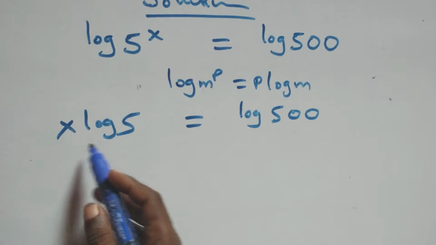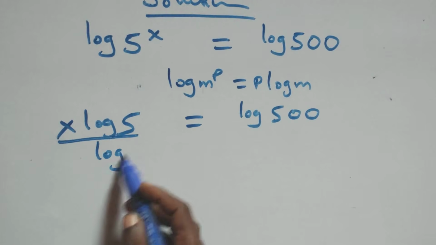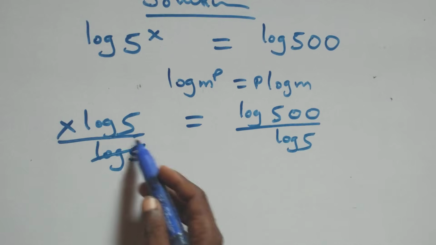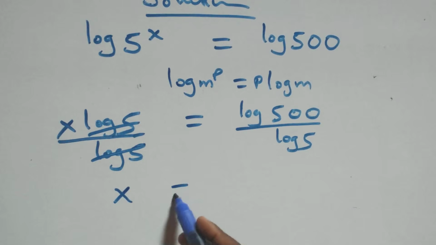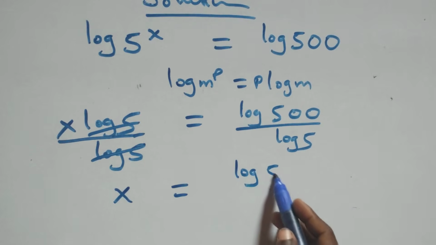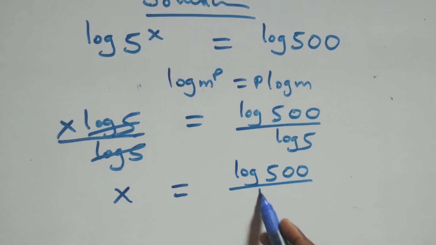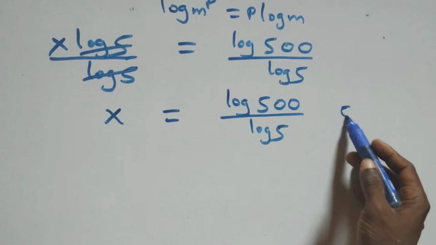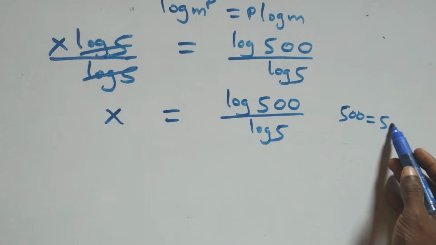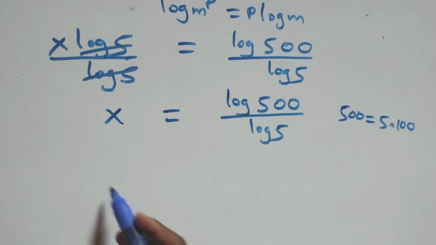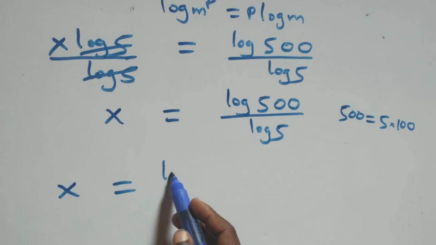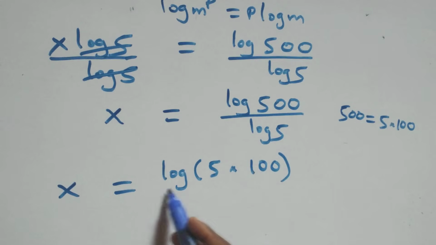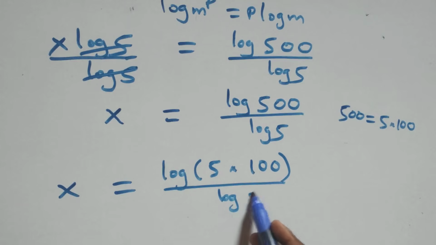The next step here, divide both sides by log 5. Divide this side by log 5, and also divide this side by log 5. As this here, log 5 cancels out, and we have x equals log 500 over log 5. The next step here, 500 can be expressed as 5 times 100, which implies we have x equals log 5 times 100 over log 5.